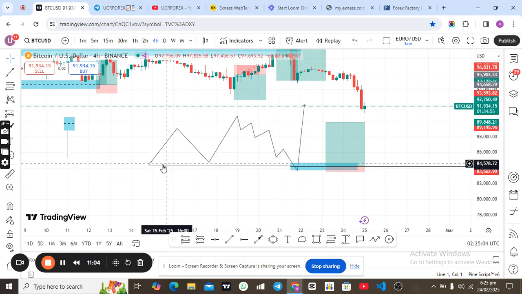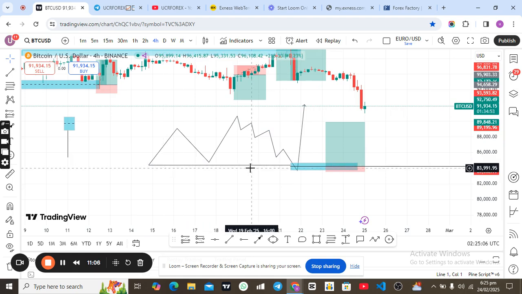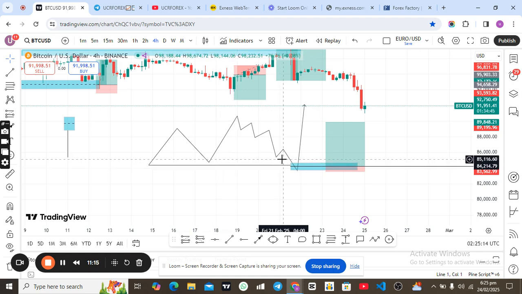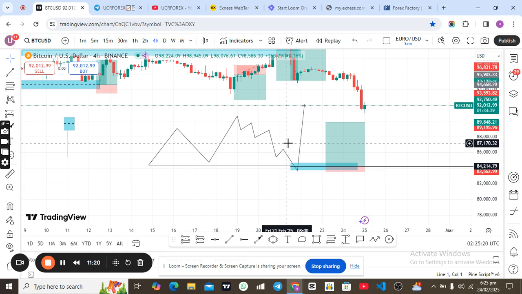But each time this happens, we normally call this a liquidity sweep. Some people call it a stop hunt, some people call it a liquidity grab. So understand the names: grab, stop hunt, sweep. All these things are the same. This is when they have come to grab your stop loss.